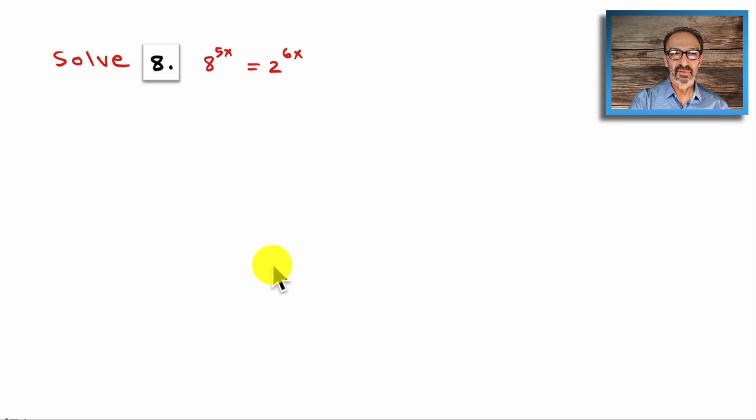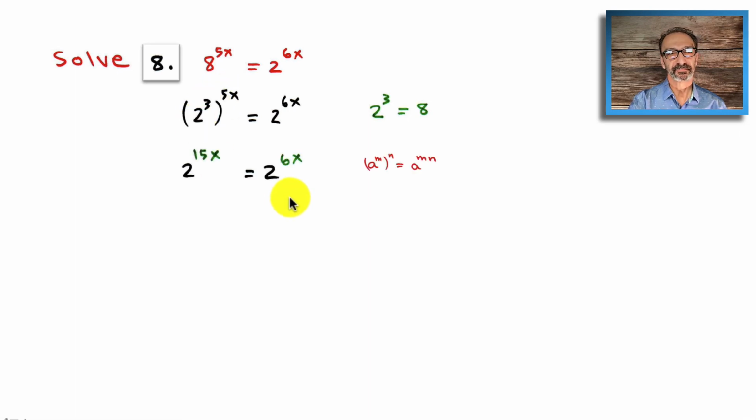What do you think the common base is? This is clearly 2, we can't change it, but 8 could be 2 times 2 times 2, 3 times. So instead of 8, we're going to write 2 to the power 3. Everything raised to the power 5x. We're going to multiply these exponents. That's called power of a power. 3 times 5x is 15x. That's what I did. A power of a power.